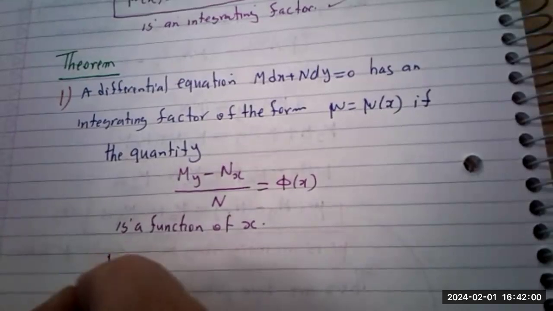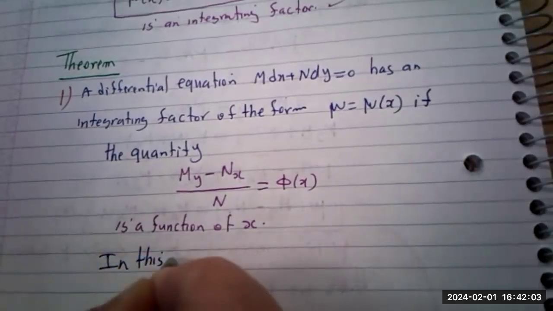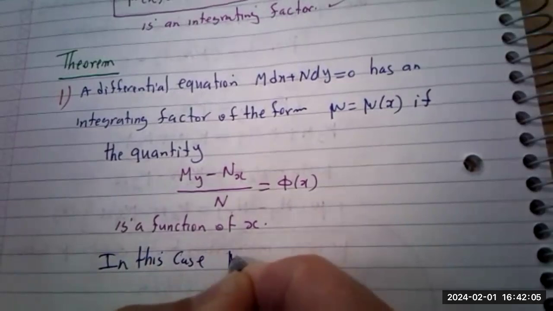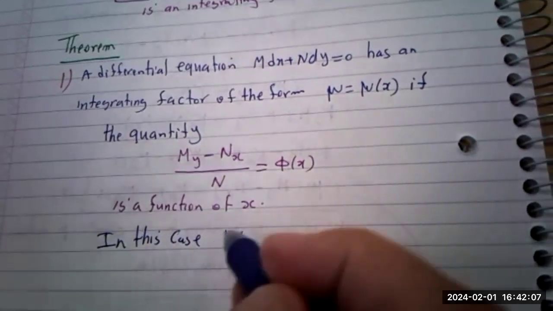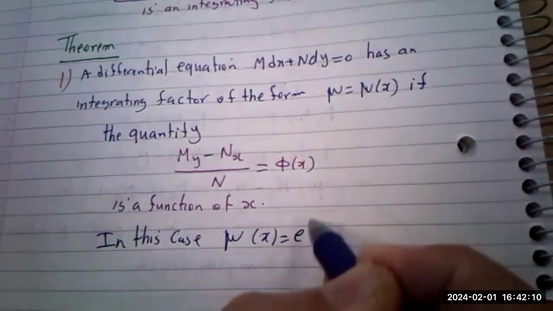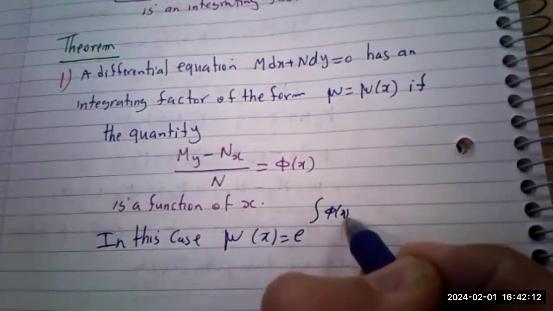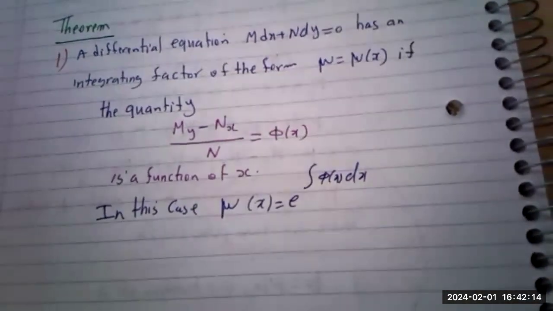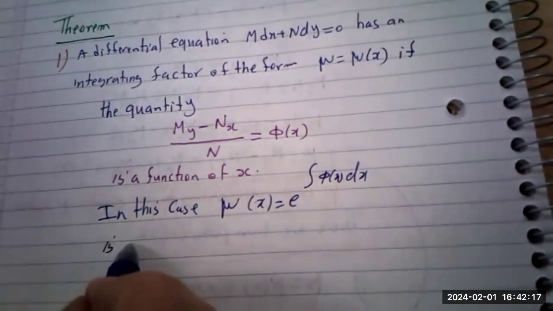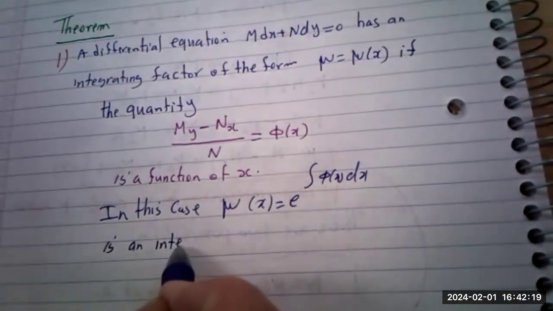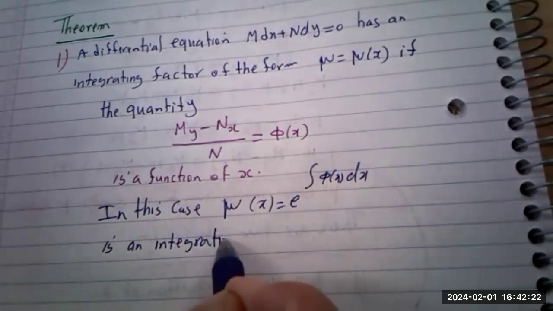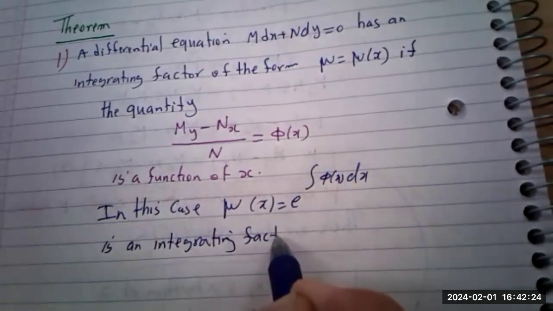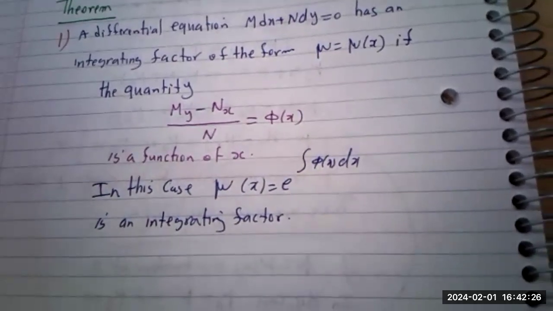In this case, mu of x equal to e to the integral of phi of x dx is going to be an integrating factor. That is case one. Any question?